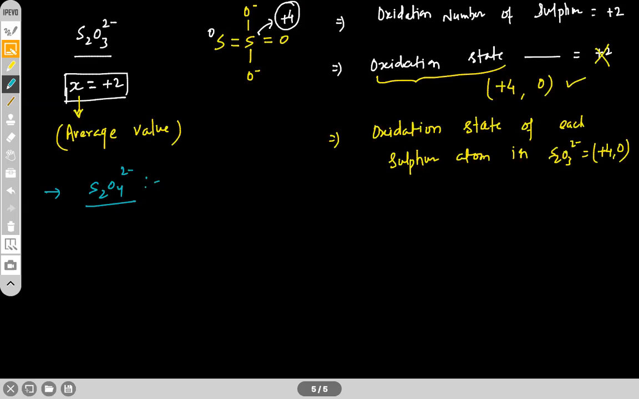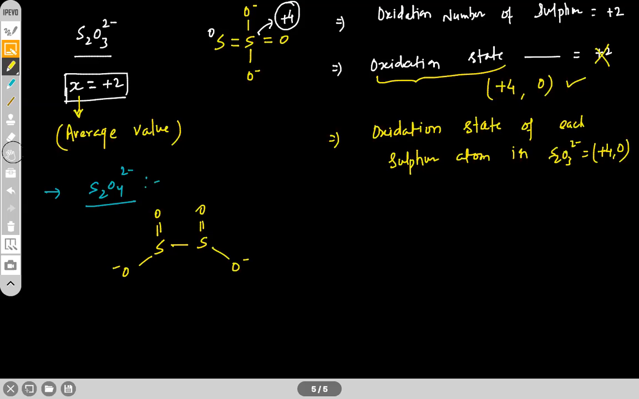S2O4 2 minus, the structure is this. Very symmetrical structure. Once you see it, you will memorize how to do this. Only one thing you have to keep in mind: oxygen will have one negative charge when it is bonded with a single bond. So how many oxygens should have a single bond here in SO4 2 minus? 2. So we'll draw this. You can draw the structure. You see, sulfur double bond O, O minus, O minus. This is the structure.